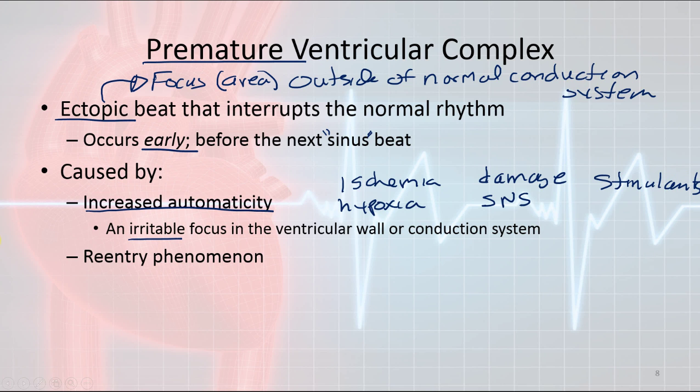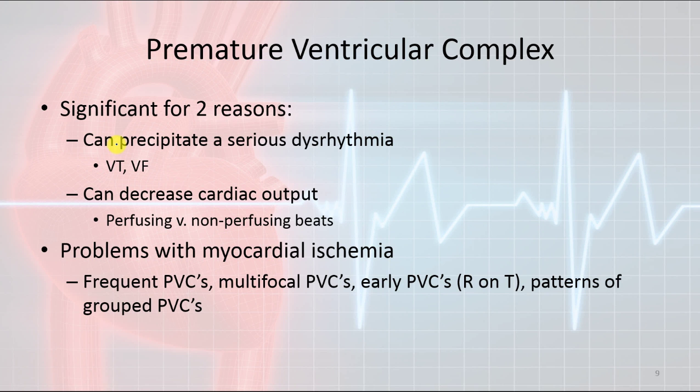So it can come from a few different things. Another cause of a PVC could be a reentry phenomenon. And if you remember the reentry phenomenon, there are 3 criteria that qualify as a reentry phenomenon. And we will cover those again here in a bit. PVCs are significant for 2 reasons. There's a bunch of reasons, but we're going to stick with these 2 for right now.